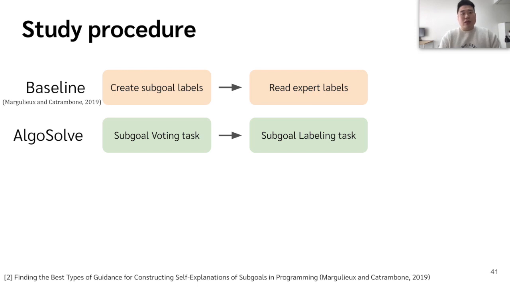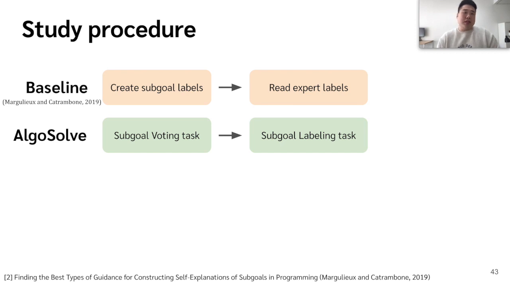To evaluate AlgoSolve, we conducted a between-subject study where the baseline condition asks learners to create subgoal labels and read expert labels, which is known to be the best subgoal learning strategy. The AlgoSolve condition asks learners to use AlgoSolve to create subgoal labels.